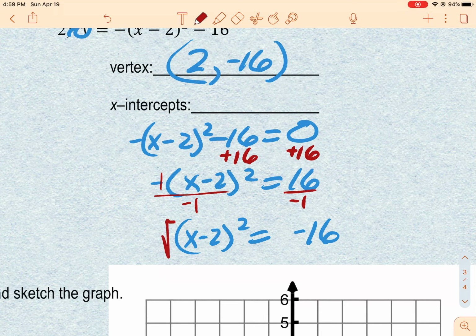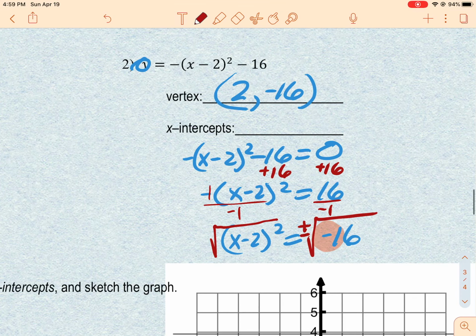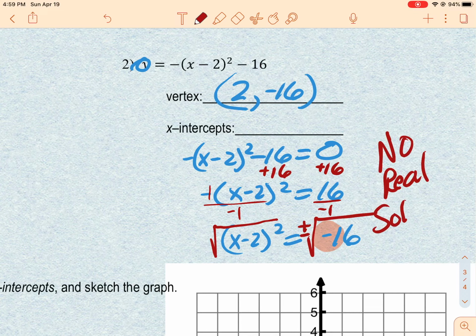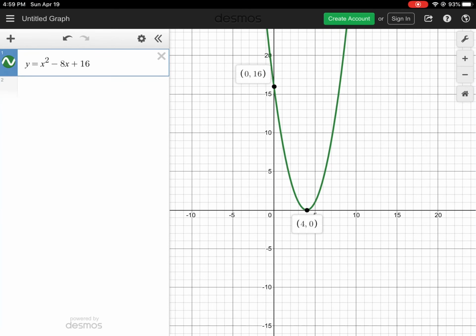So then from last week we learned you square root both sides and you get a plus or a minus. What I want you to see here is there's a negative 16 in there. We can't take the square root of a negative number. So that's no real solutions, which means there are no x-intercepts. But why? What does that mean? Let's take a look at the graph on Desmos.